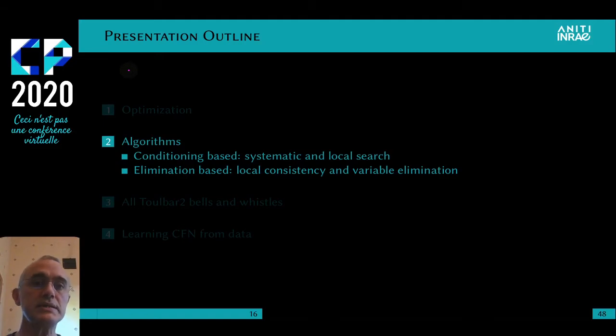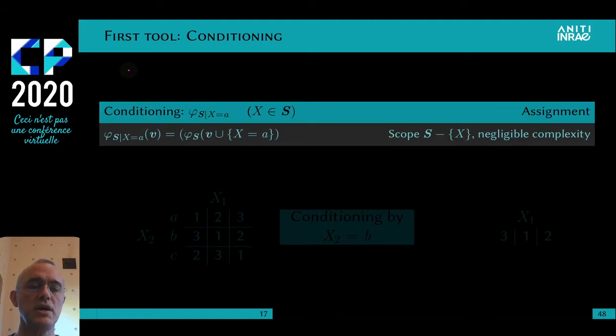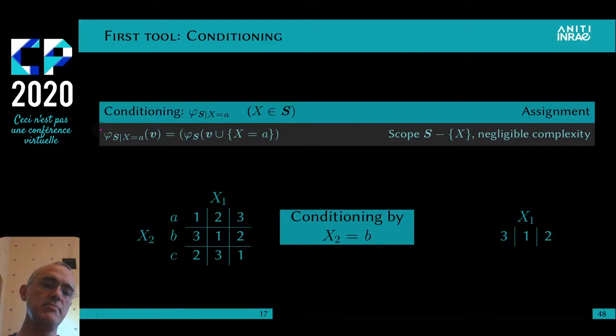CP is tree search plus local consistency. So let's start with tree search. To define tree search very simply, we use a first operator on functions. When you do tree search, you assign a variable with a value. So for example, you assign x with a, and it has an effect on functions. It reduces their scope, and we denote this the conditioning, the change in scope of the function as we assign a variable. So an example is here.